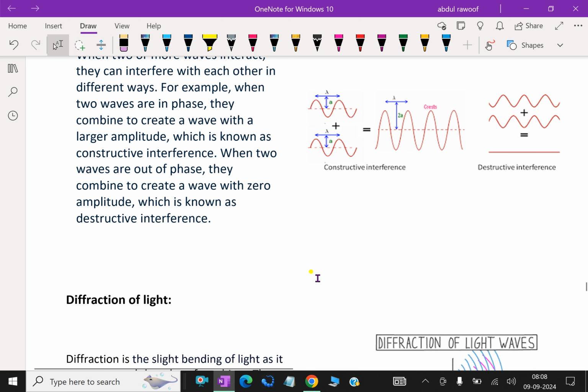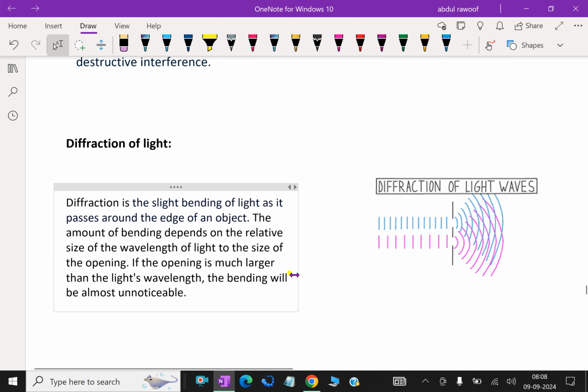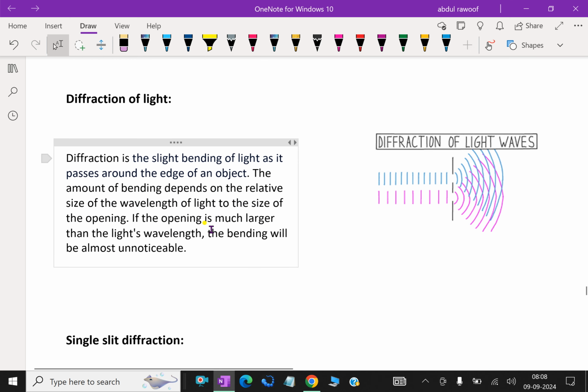Next, diffraction of light, further explanation. Diffraction is the slight bending of light as it passes through the edge of an object. The amount of bending depends on the relative size of the wavelength of light to the size of the opening. If the opening is much larger than the light wavelength, the bending will be almost unnoticeable.